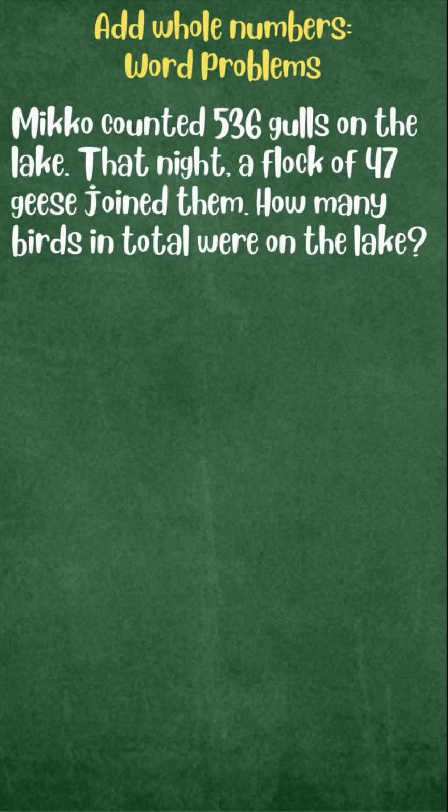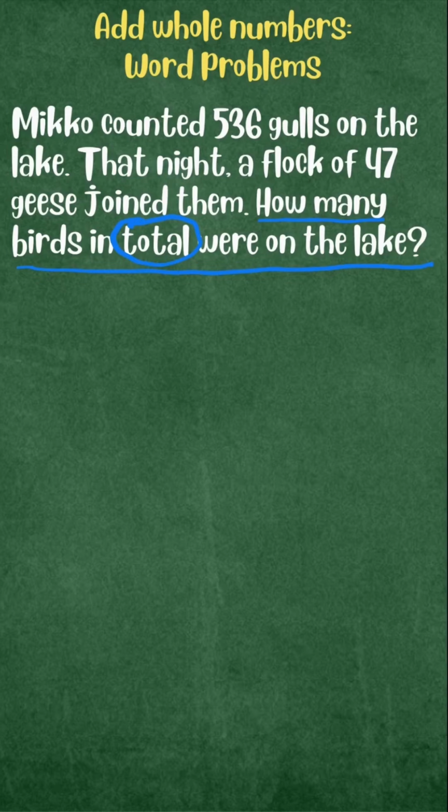Now I'm going to read it through and underline my question. Miko counted 536 gulls on the lake. That night, a flock of 47 geese joined them. How many birds in total were on the lake? So now I need to find the total amount. There's the keyword right there, total. So that's going to be an addition problem.